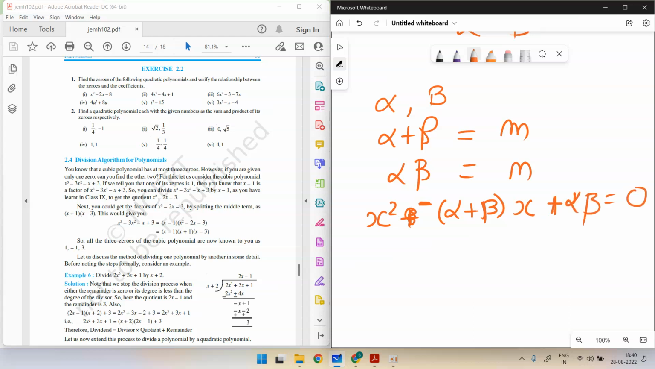So substitute the value. This is m, this is n here, and simply get the answer. For example, it should be x squared minus 2x plus 1. If there is a fraction here, like 1 by 4, you can take the LCM, so the 4 goes here and you multiply it. Then the coefficient of x squared will be 4 or 3, something like that.